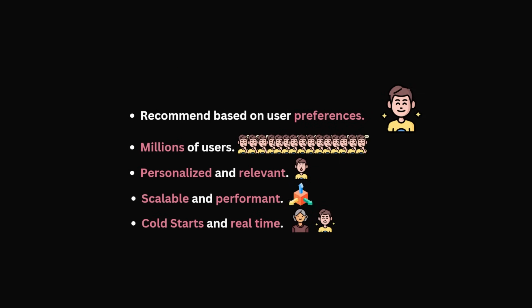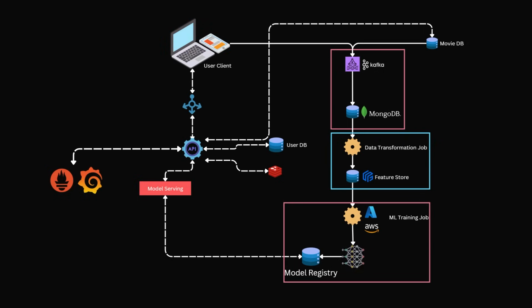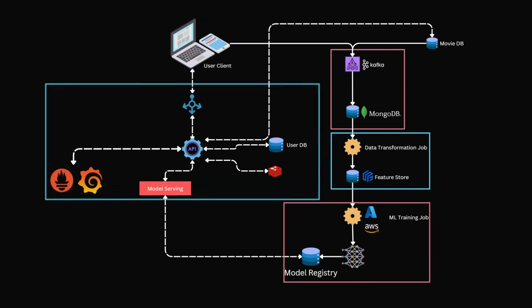So the architecture of our system will consist of several key components: data collection pipeline, feature engineering, machine learning training service, and the recommendation service. There are other elements which we will touch on later.